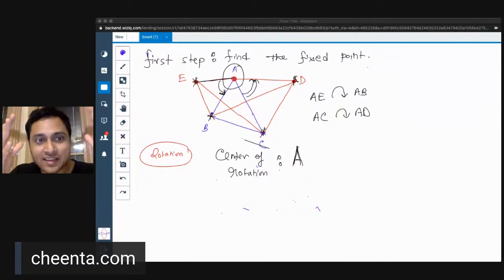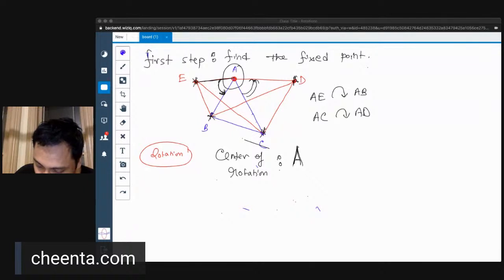Now, this is a very non-rigorous way of saying this. I've not told you exactly what angle of rotation we have used, how much rotation has happened. So this is up to you. This is a very simple thing. You can just think about it like this. How much is this angle? What is this angle?